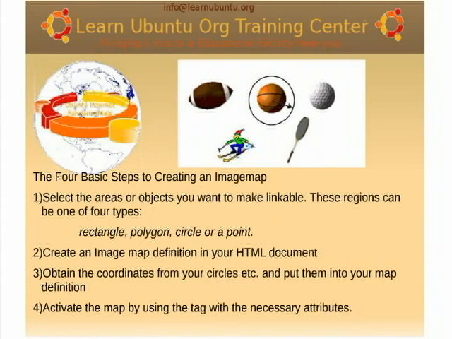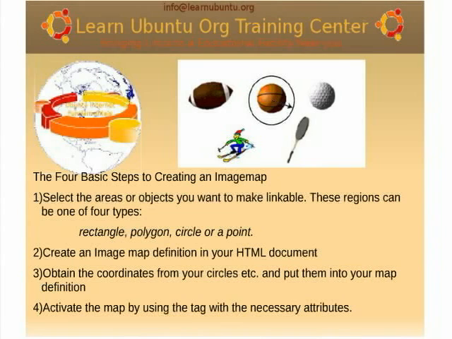Now, there are four basic steps to creating an image map. The first is we select the areas of the objects you want to make linkable. These can be a rectangle, a polygon, a circle, or actually a point, but we don't mess with the point in this lab. Second, create an image map definition in your HTML document. That's where you have to write the HTML code that we're going to learn how to do in this lab exercise.